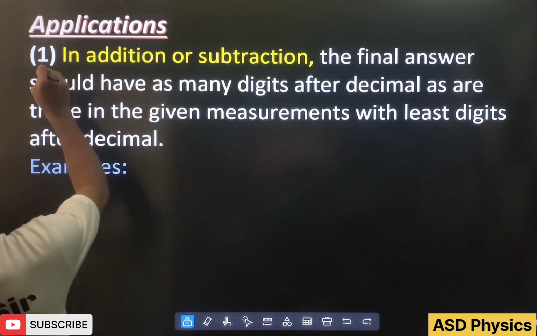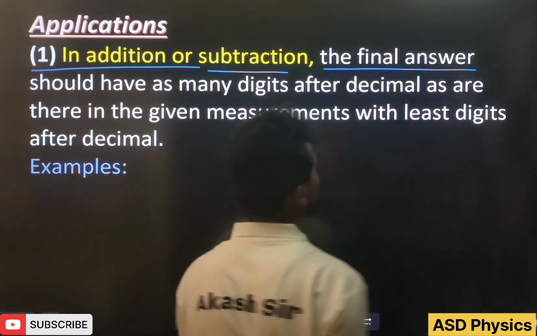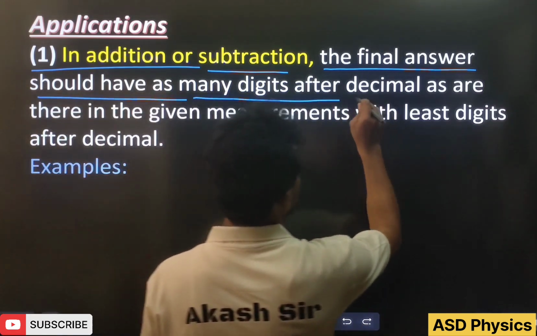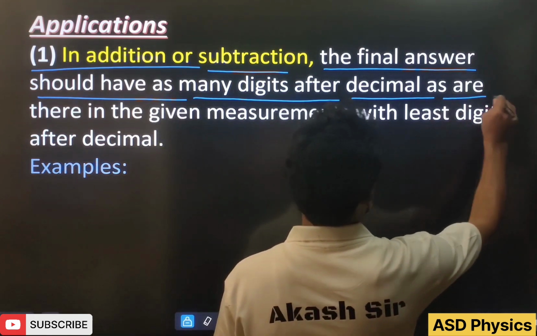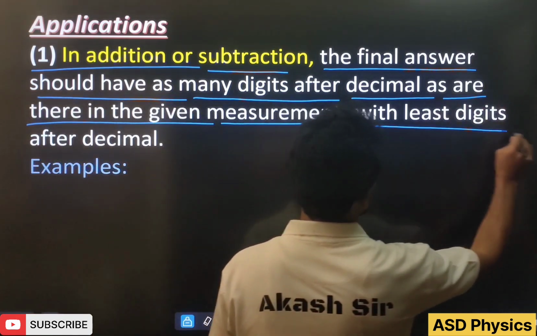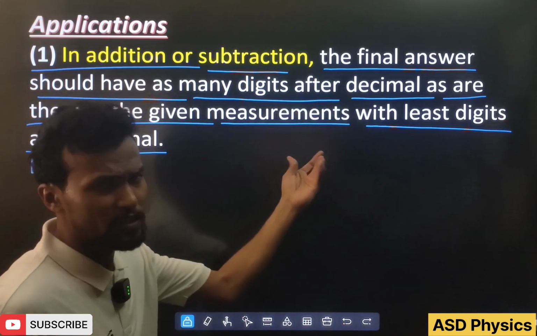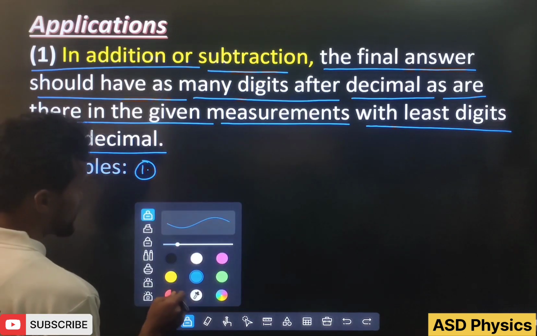Okay, so see very well. First one, in addition or subtraction, the final answer should have as many digits after decimal as are there in the given measurement with the least digits after decimal. Now you read it 1 time, 2 times, no problem. Okay, but let's take for example, I have taken one example.